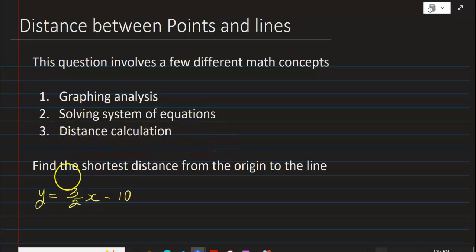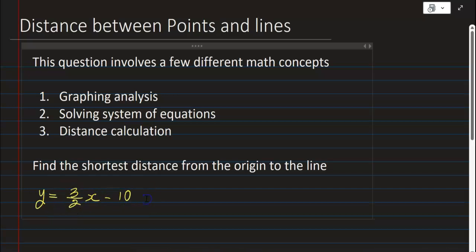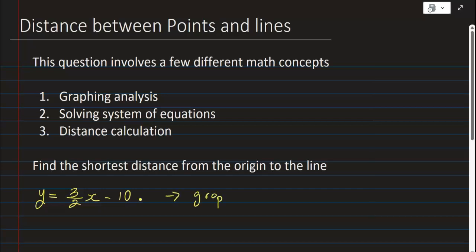So the question is, find the shortest distance from the origin to the line y equals 3/2 x minus 10. So the first thing we have to do is graph this, okay? So let's look at how we're going to graph that. The first thing we have to do is graph this.